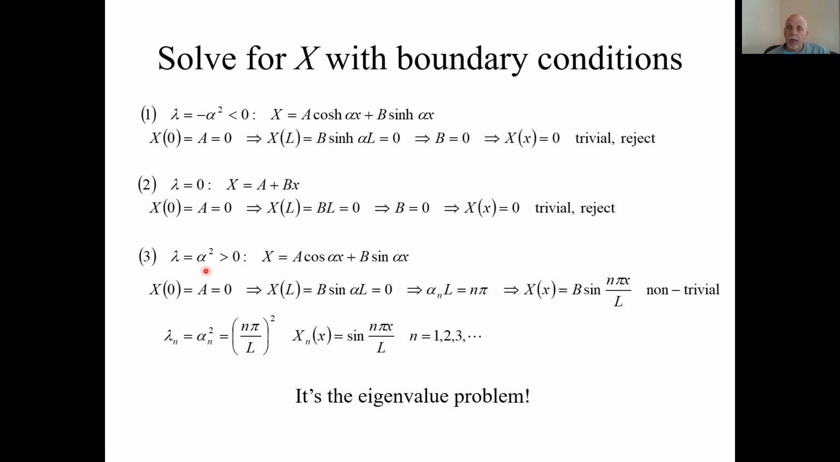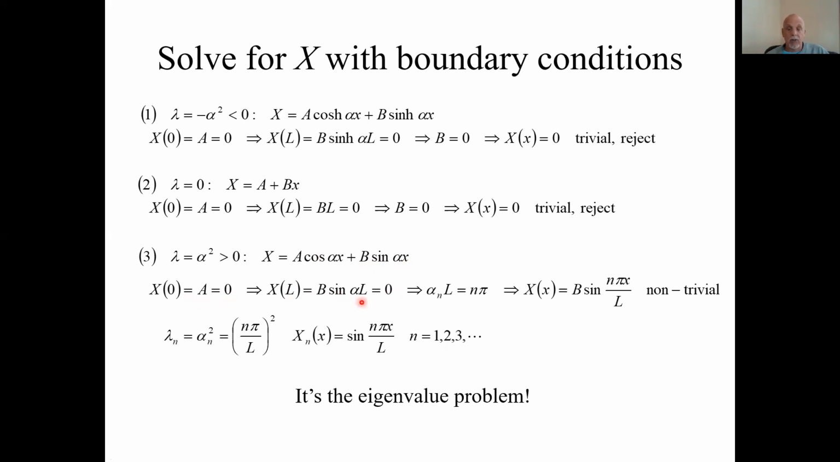Finally, lambda greater than 0. That leads to this solution. At x equals 0, I get a. The sine of 0 is 0, so a equals 0. I'm left with b sine alpha x. Argument of L, that means b sine alpha L. That must be 0. Aha!